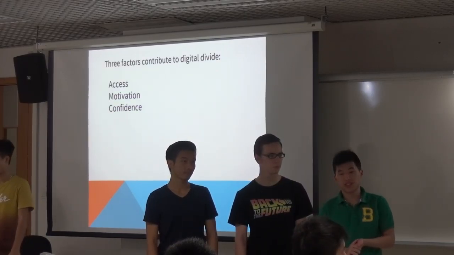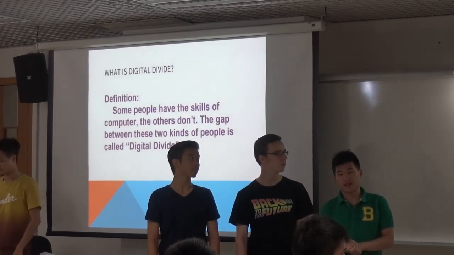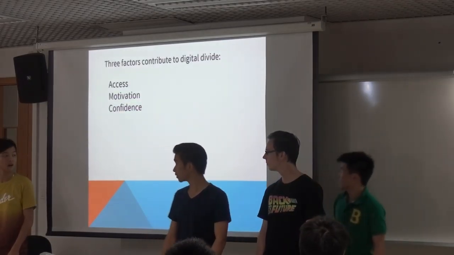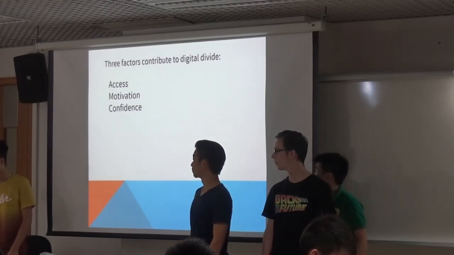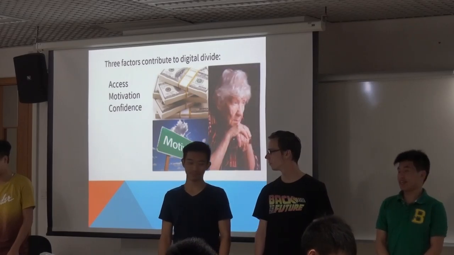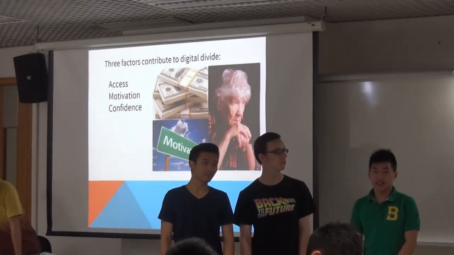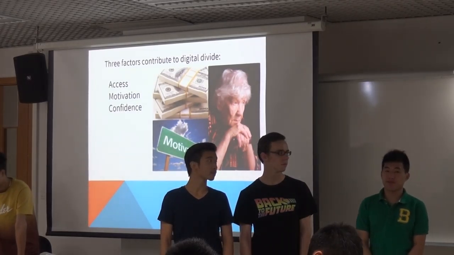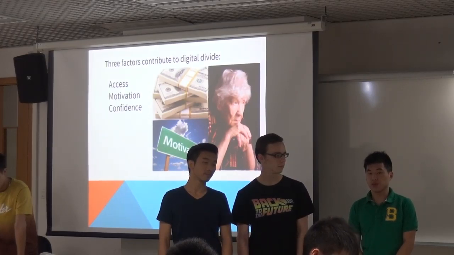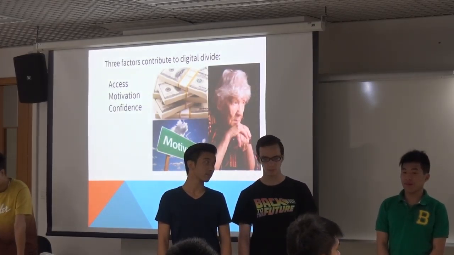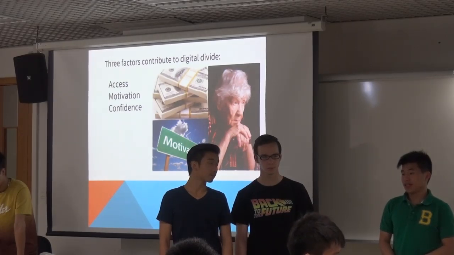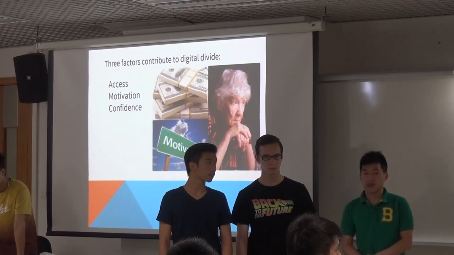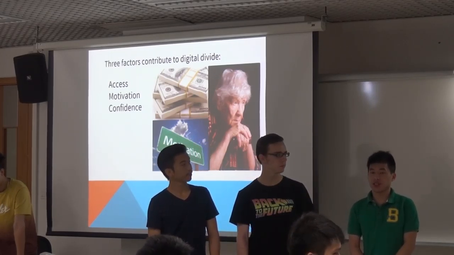And how does the digital divide appear? There are three reasons. The first one is access. Access here mainly means the lack of money. The cost of digital devices today is decreasing, but to some people they are still very expensive, so they cannot afford those digital devices.